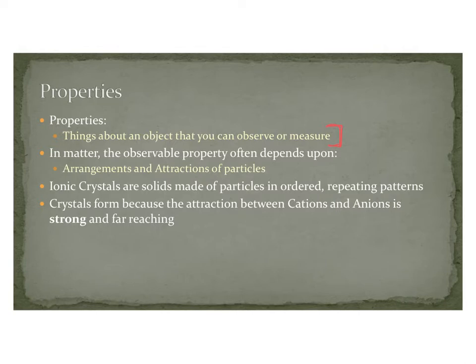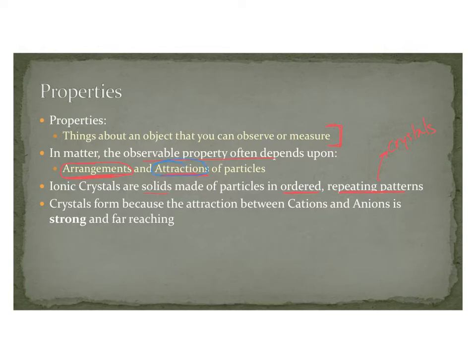Okay, and in matter, the observable property often depends upon two things: the arrangement of particles that make up the matter and the attraction between the particles that make up the matter. If we apply those two ideas to ionic compounds, here's what we find out. In terms of arrangement, ionic compounds are solids, so the particles are close together, and those particles are in an ordered, repeating pattern. We've called that the crystals.